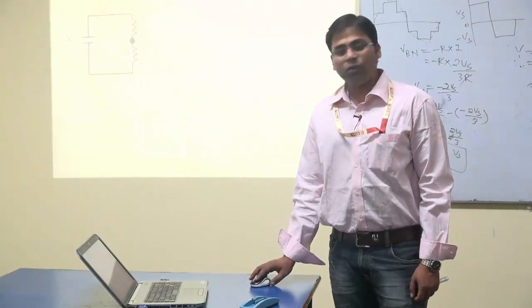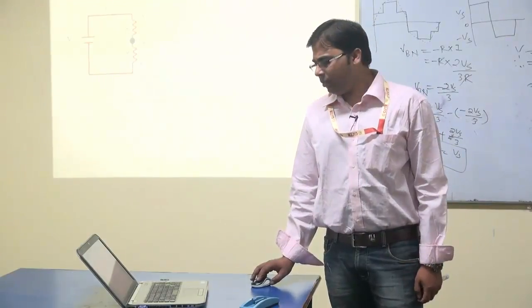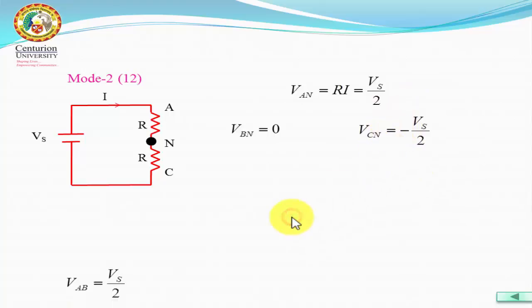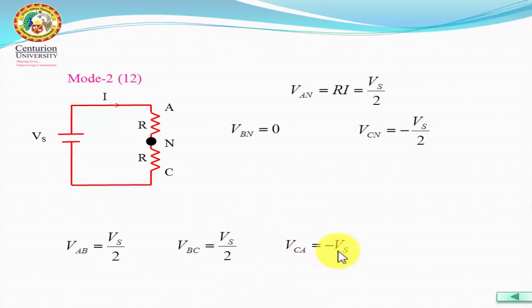So what is the current value? The current value will remain the same. So we get AN and CN, and BN will be 0. AN will be R into I, so Vs by 2. BN will be 0 and CN will be minus Vs by 2. Similarly, we can find AB: AN minus BN, so Vs by 2 minus 0 is Vs by 2. Then BC is Vs by 2, and similarly CA is minus Vs.